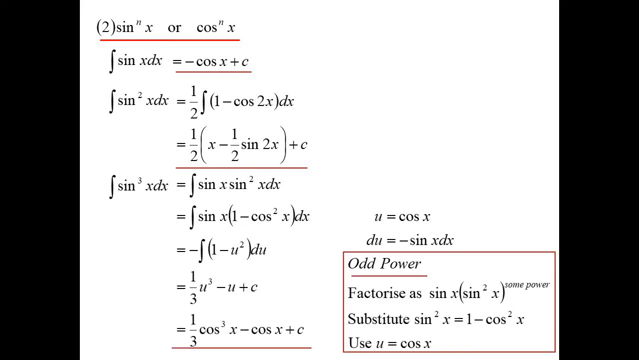Basically, if it's an odd power, that's what we're going to do every time. You pull out one of the sine x's, it will end up becoming the du. Because what's going to be left will be sine squared to some power. And the sine squared you can always change to 1 minus cos squared. It'll become 1 minus cos squared to some power, but you can do your substitution, u equals cos x. So all odd powers can be handled that way.